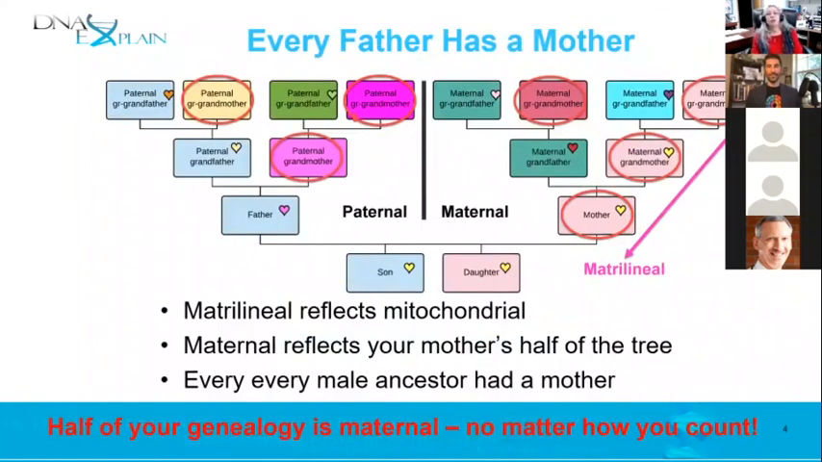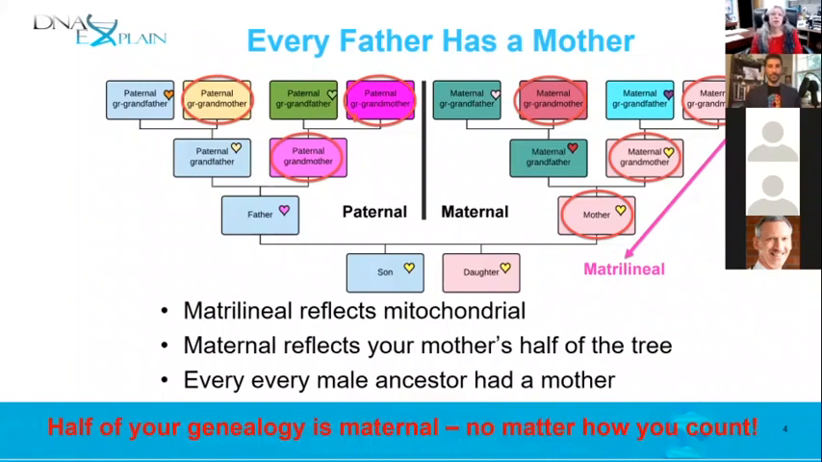So for genealogy, first of all, every father has a mother. And I know we all think in terms of ourselves and testing our own mitochondrial DNA, but that's not always the case. We don't have to just test ourselves. We're genealogists and we have other people in our family, we have cousins. No matter how you look at it, half of everybody's genealogy is maternal, or actually matrilineal, because it goes directly back to the mother's side. And that reflects your mother's half of the tree. And every male ancestor had a mother.